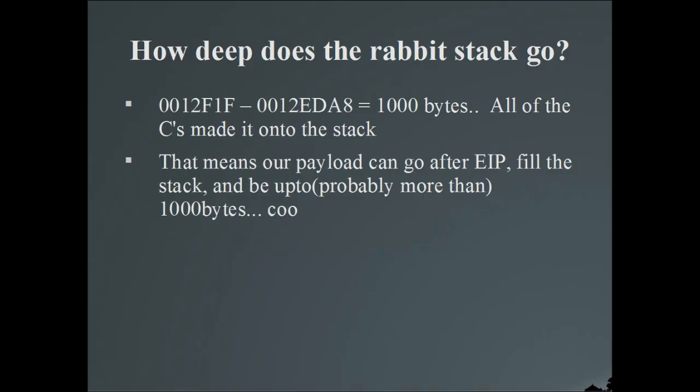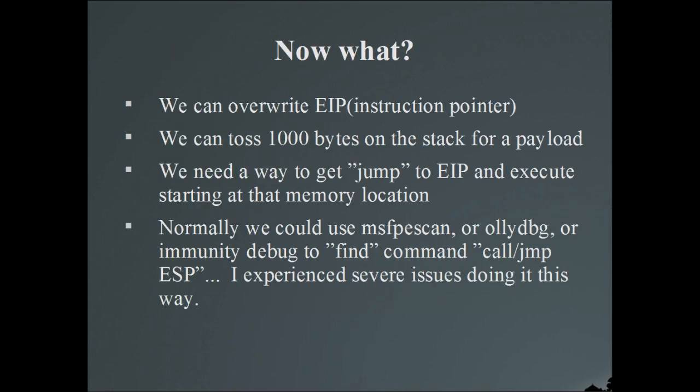So this means our payload can go after EIP, fill the stack, and be up to probably more than 1,000 bytes. Cool. Now what? You know you've got EIP after 260 bytes. You know you've got at least 1,000 bytes. Well, that means you're basically going to stick your payload, your executable code, in ESP or somewhere after that. But how do you tell the computer to go run it?